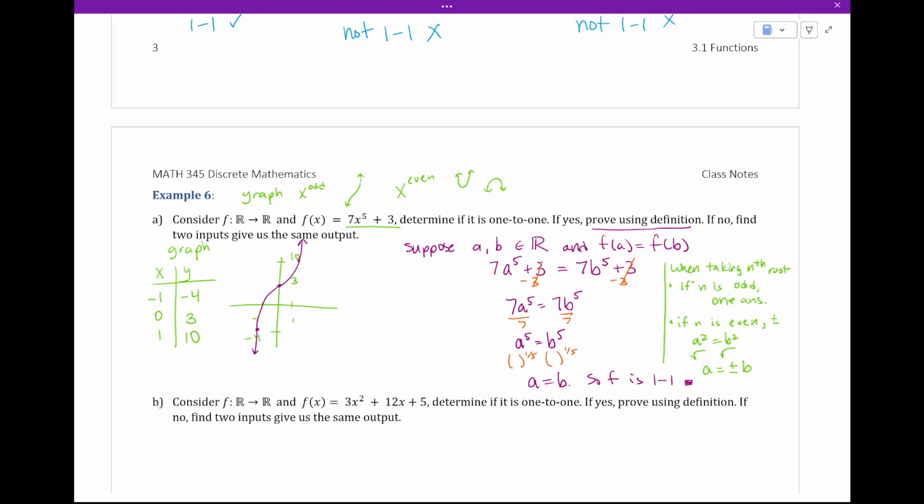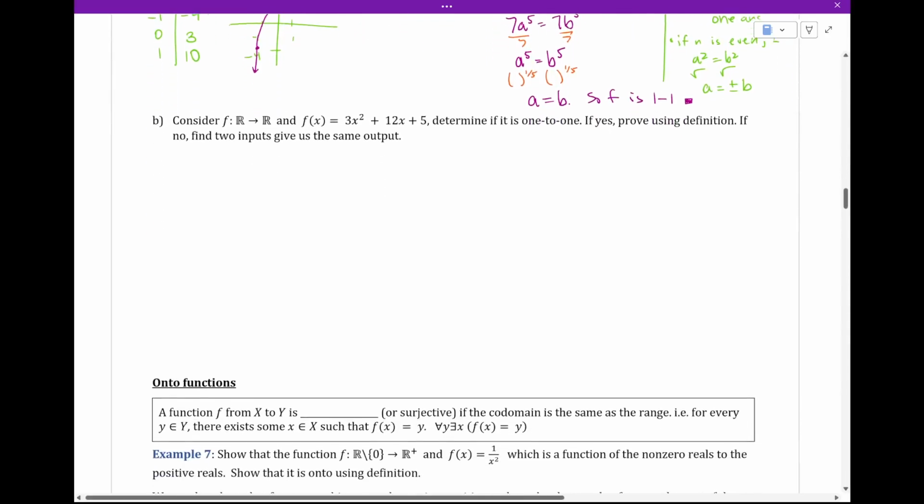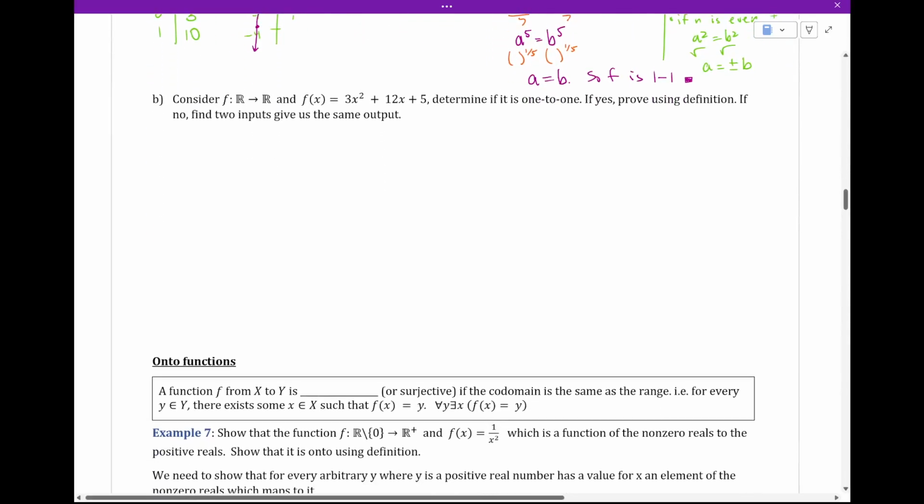Okay, let's do another one. Consider f as a function from real numbers to real numbers. F of x is 3x squared plus 12x plus 5. Determine if it is 1-to-1. If yes, prove it using the definition. If no, find two inputs that give the same output.